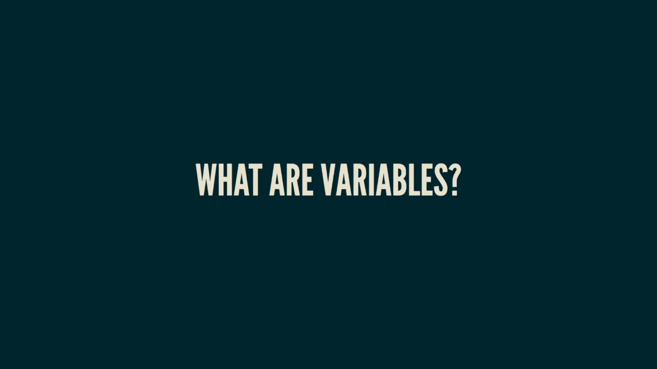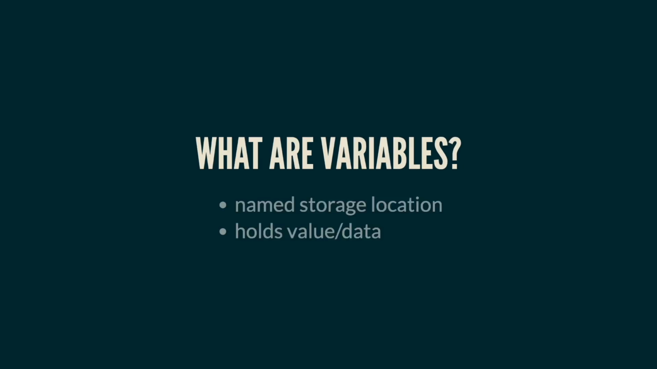Let's start with definitions. So, what are variables in programming in general? Well, a variable is a named storage location that holds a value or data. In simple terms, it is a container that stores a piece of information that a program can use later on. Variables are essential in programming as they enable us to write code that is dynamic and can handle different scenarios. By storing values in variables, we can manipulate data and perform computations based on user input or other factors.